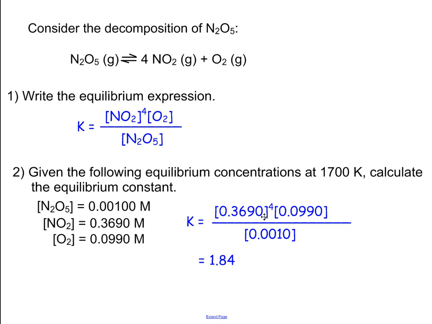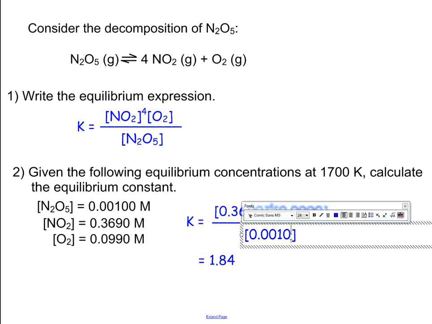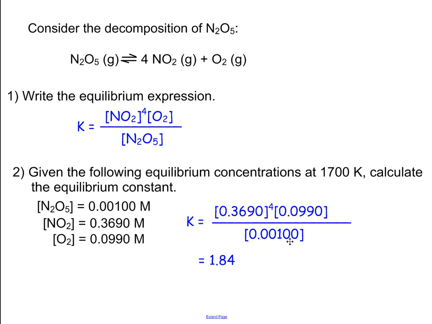So what I did is I took the NO2, 0.3690, to the fourth power, times 0.0990, divided by 0.0010. I came up with 1.84. Actually, that should have two significant figures. Okay, so that's where it really should be. 3 significant figures, 1.84. We still have no idea what that means yet, but we'll get there.